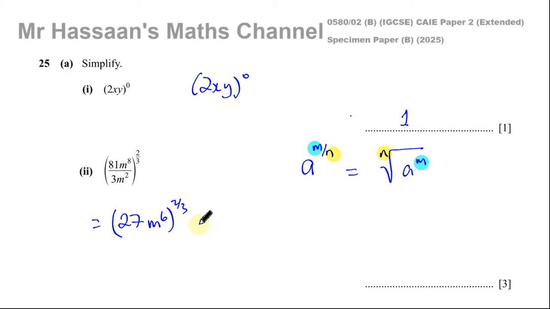So what I'm going to do here is split this up into 27 to the power of 2/3 times m to the power of 6 to the power of 2/3.